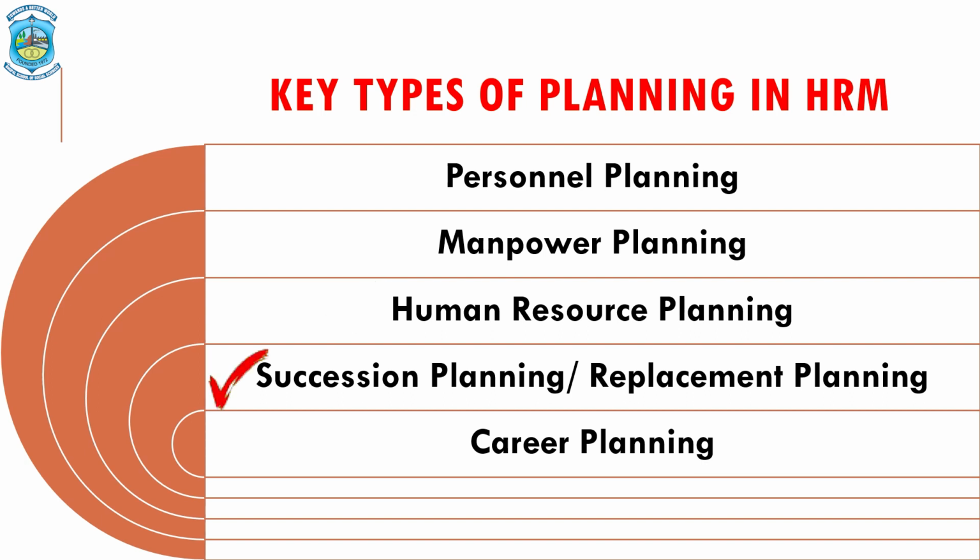Then comes succession planning. Popularly, it is also called replacement planning. In succession planning, you are going to think about who is going to be the next person to take up the strategies, take up the post, and how you are going to pass leadership from one person to another. So this should be done in a systematic style and that is why it is also called replacement planning. Then the last one is career planning.